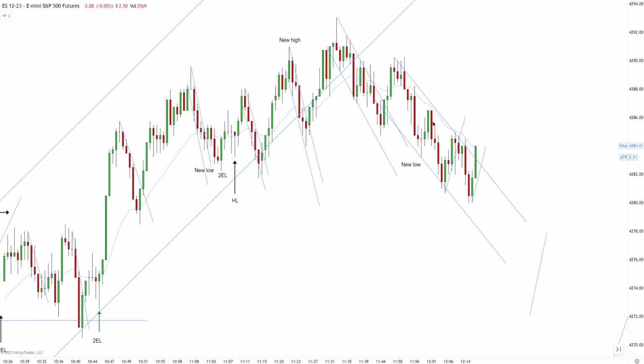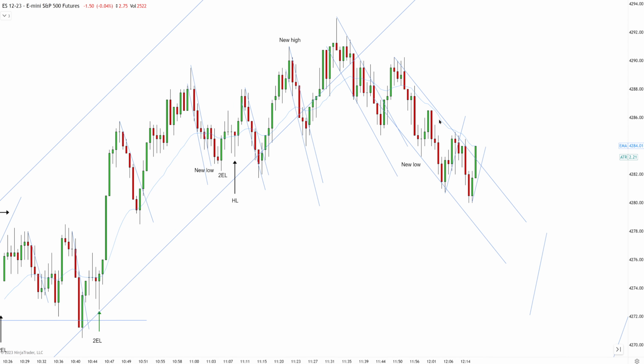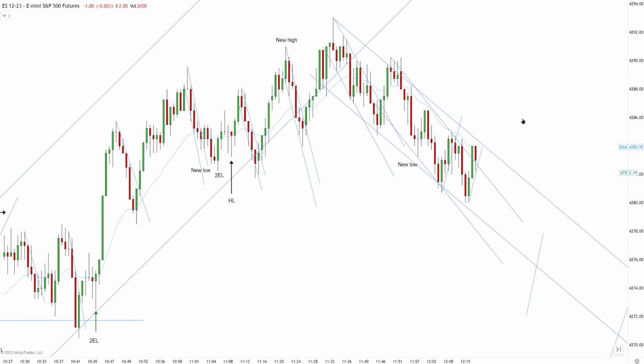You want to practice drawing the channels, and you don't really have to be perfect, you just have to be close. Okay, and sometimes you don't even need a channel. You're just looking at lower highs, lower lows. You're looking at EMA. This is why we have EMA on the chart. So you can either draw this channel, or you can look for a channel like this, because this is where the downtrend started. This one fits really well.